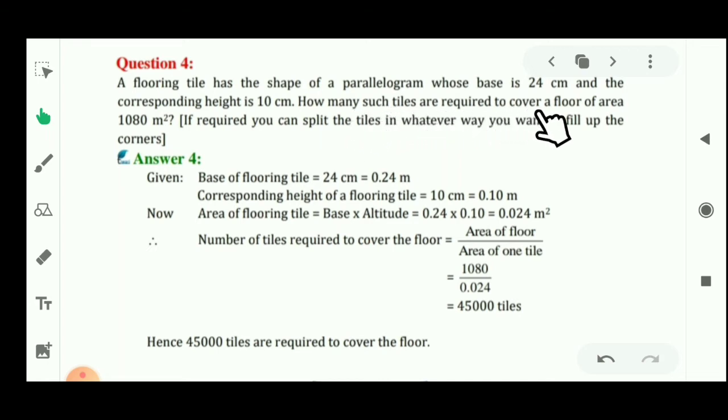And students, now you have to find out the number of tiles required to cover a floor of area 1080 meter square. So now we have to find out the number of tiles to cover the floor, equal to area of floor upon area of one tile. Area of floor's value is given in the question, 1080, and area of one tile we found already, that means 0.024. When we solve it, its value will be 45,000 tiles. So in the last we can say that 45,000 tiles are required to cover the floor.